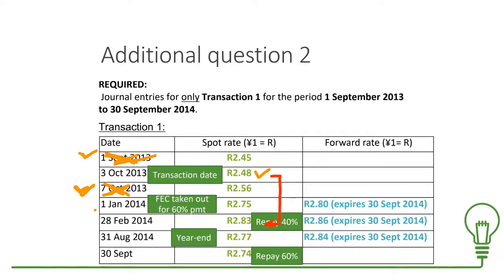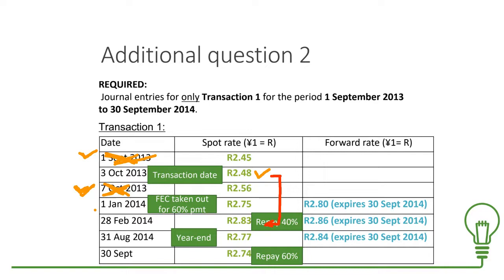For those students that don't understand, let's revisit why it's a loss. The amount is 2 Rand 48 at the beginning. It ends up becoming 2 Rand 83, so it gets bigger, and it is a creditor. When creditors get bigger, we make a loss. Second question: do we need to pass any journal entries for the FEC? Answer: no, because the first payment is not covered by this FEC. The first payment has no relation to the FEC, so we're not passing any journal entries for the FEC.